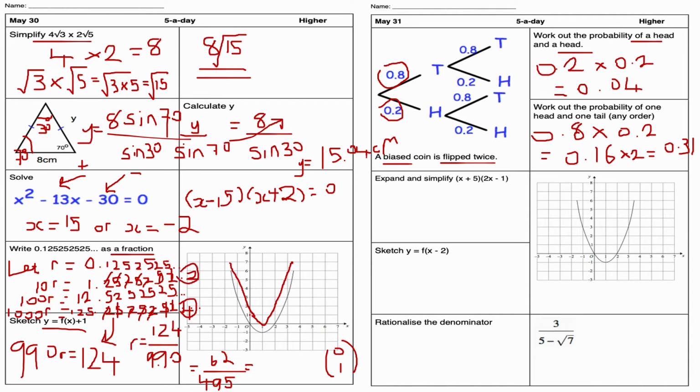Next question, expand and simplify this double bracket. Well, I'm going to have x times x is x squared. x times negative 1 is minus 1x.